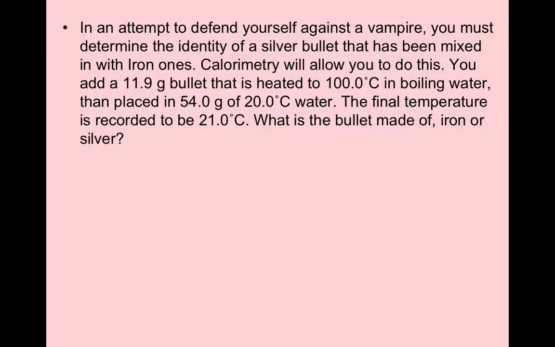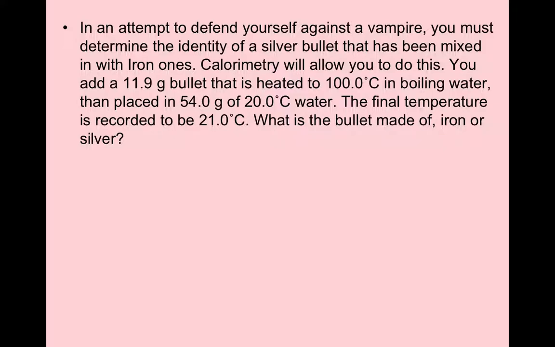And so calorimetry will allow us to determine what the bullet's made of. What you did is you added an 11.9 gram bullet. So you'd weigh the bullet, and that's heated to 100 degrees Celsius in boiling water. This is what we're going to do in the lab. We're going to take a metal and put it in boiling water, which we know is going to get it up to 100 degrees Celsius as energy flows out of that hot water into the bullet.